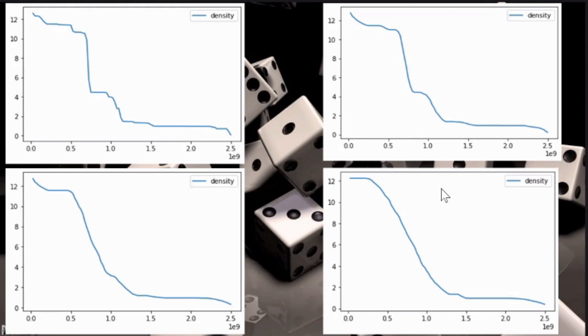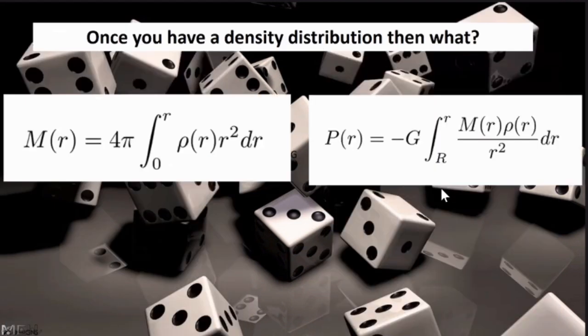Now, what do you do with that? Okay, so I have the mass. I can calculate the pressure everywhere because I just have to integrate that. And once I've got the mass, I can get the pressure. And I have pressure and density. If I had temperature, I'd be in really good shape.